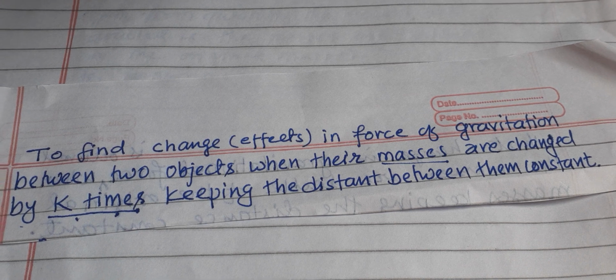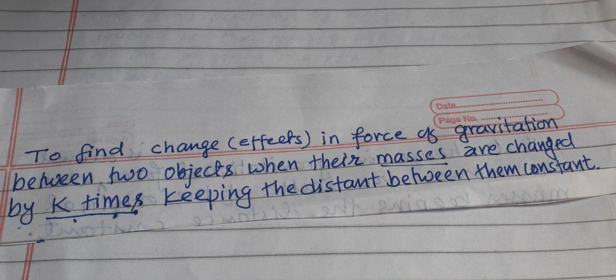Let us look at this problem. To find the change or the effects in force of gravitation between two objects when their masses are changed by k times the original mass, keeping the distance between them constant.